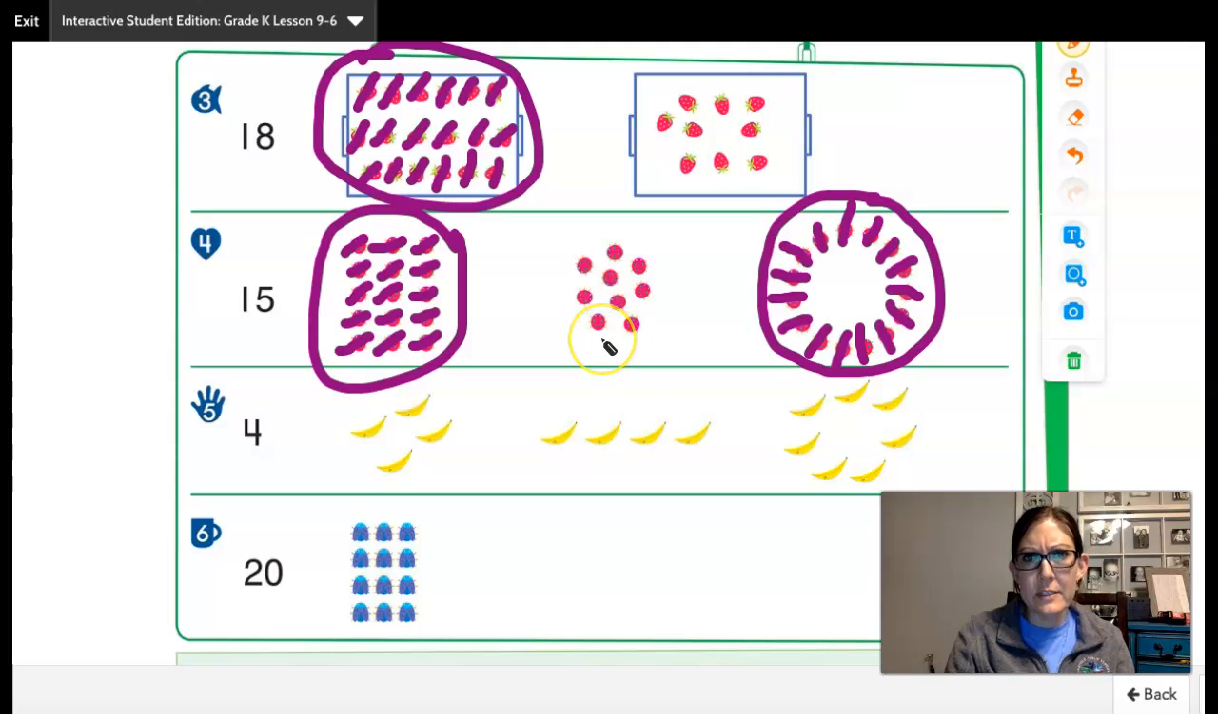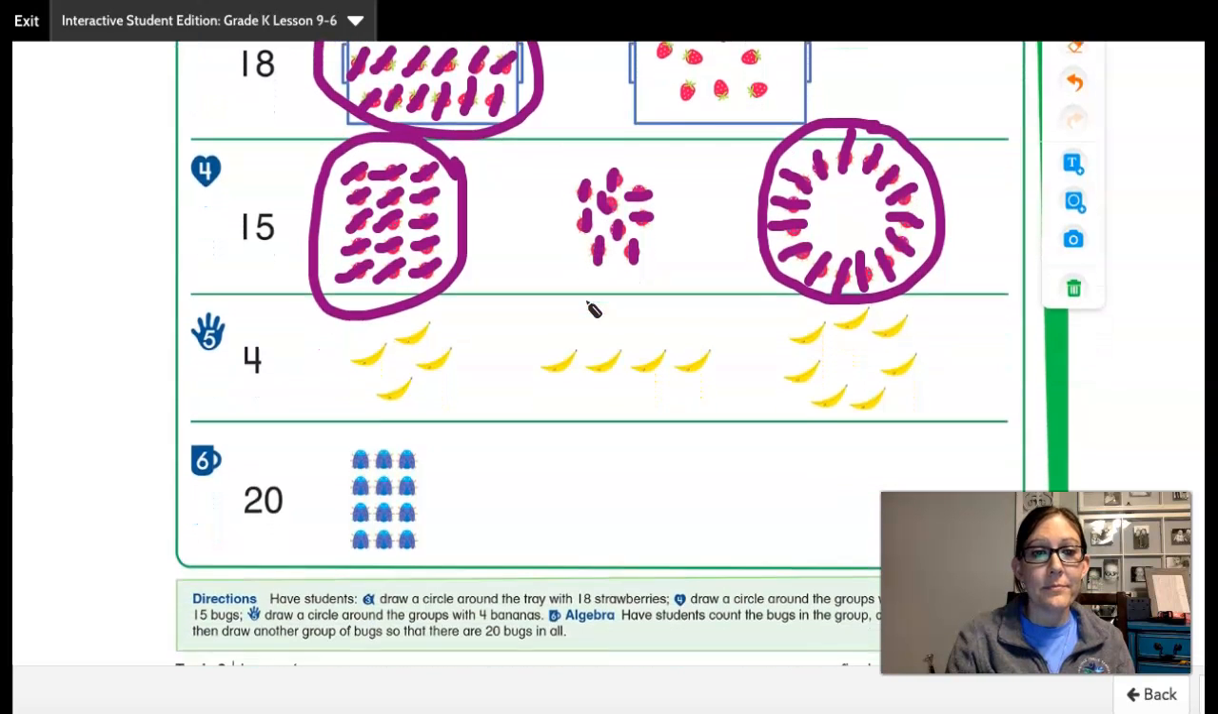Should we count these just to make sure? I'm thinking there's not 15 there, but let's count them just for fun. 1, 2, 3, 4, 5, 6, 7, 8, 9. Oh, that group only had 9. It did not have 15, so we will not circle it.